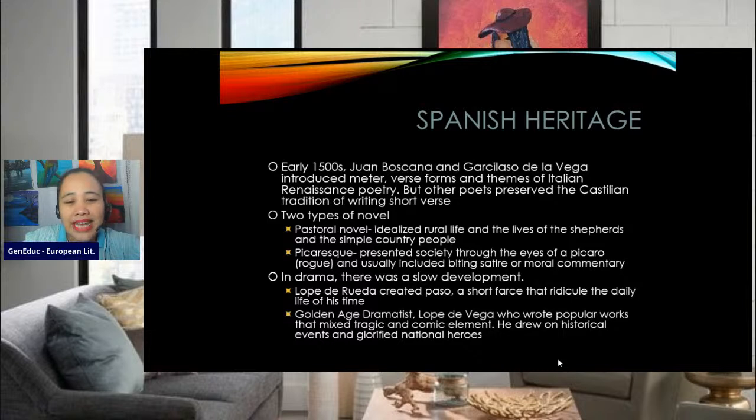Picaresque presented society through the eyes of a picaro, rogue, and usually included biting satire or moral commentary. In drama, there was a slow development. Lope de Ruda created Paso, a short farce that ridiculed the daily life of his time.